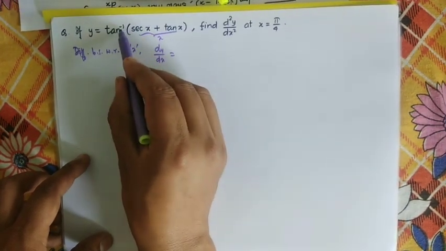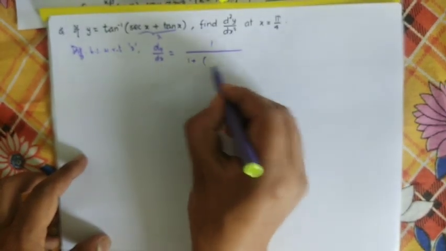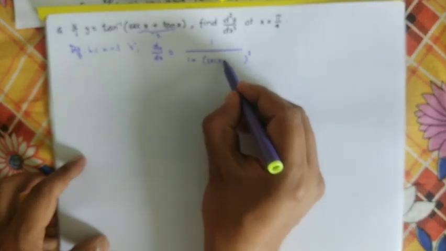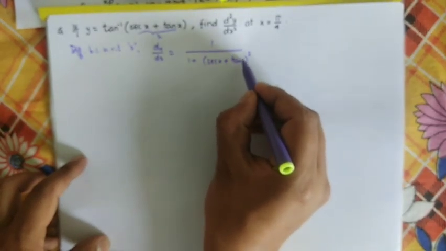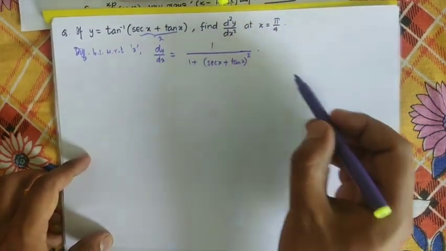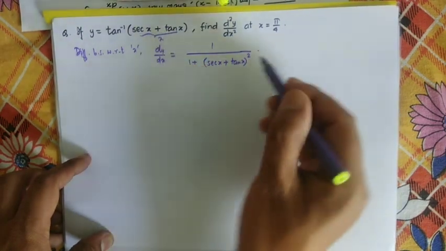So differentiation of tan inverse x will be 1 by 1 plus x square. And what is x? x is sec x plus tan x. Now we'll apply the chain rule, so that's why there's a multiplication sign here. Now we need to differentiate sec x plus tan x.